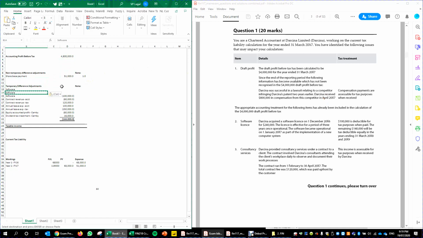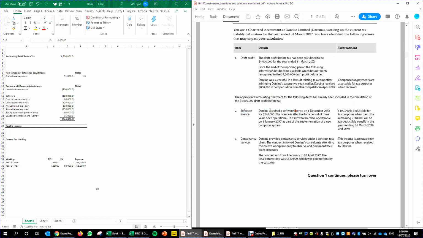So let's just put in here lawsuit revenue tax. Let's go negative $800,000. Perfect. Okay, so that should fix that. What else have we got to do?